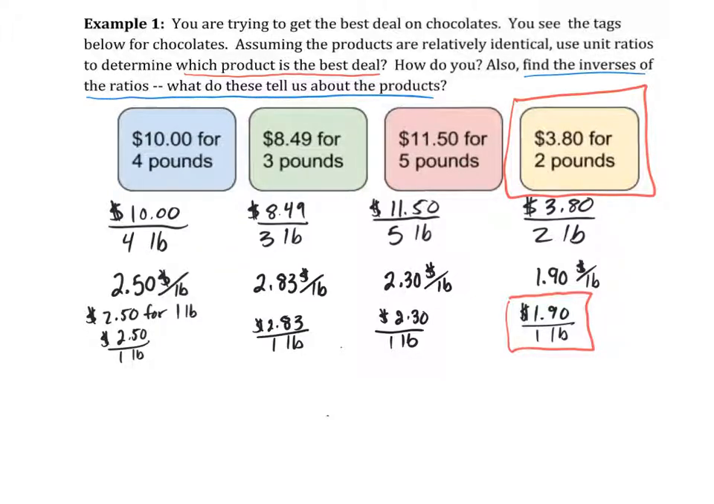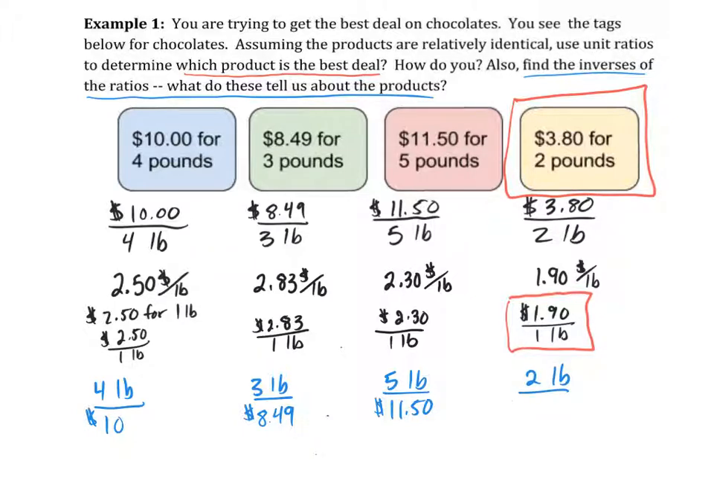The next question we're asked is to find the inverses of these ratios. What I mean by that is, what if we flipped the units? We know a ratio could be set up as dollars over pounds, but what if we wrote it instead as 4 pounds over $10, and over here 3 pounds over $8.49? What would we get if we simplified these? I'm going to finish writing these ratios, and we're calling them the inverses because the quantities are inverted. I'm going to find these unit ratios, so if you want to pause the video and do that, I'm also going to round to the hundredths place.